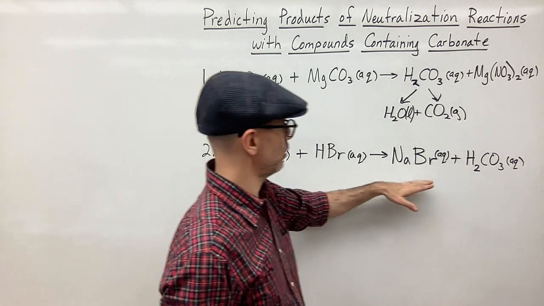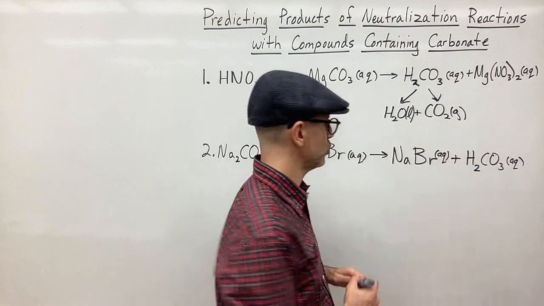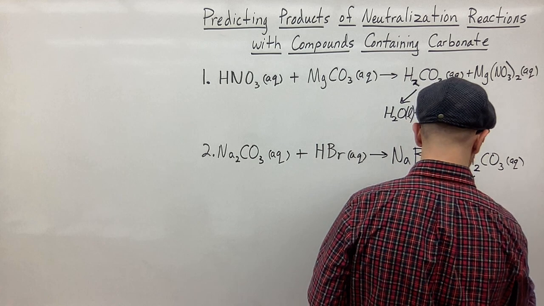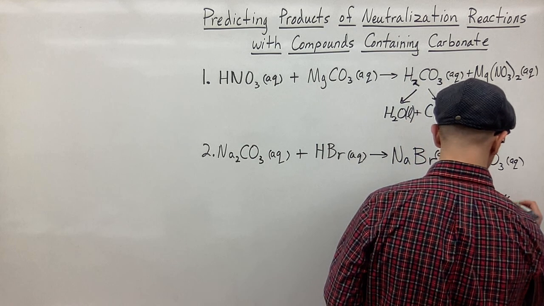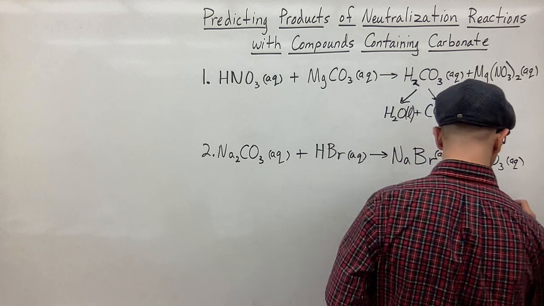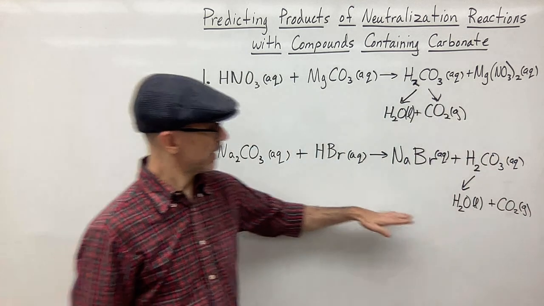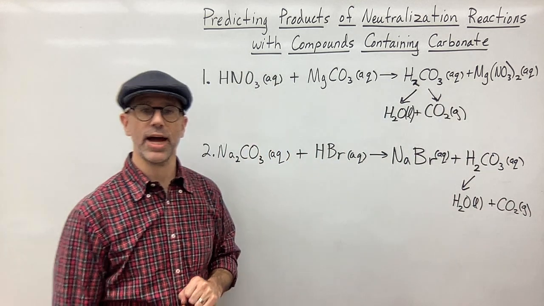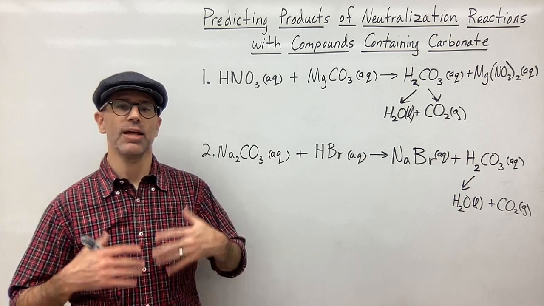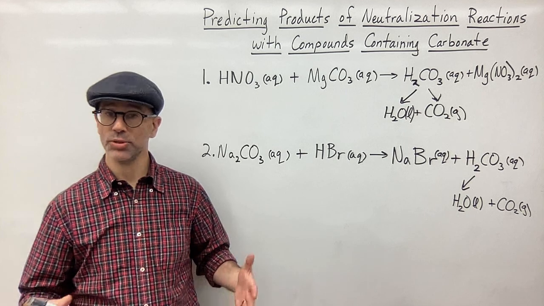Once again, we recognize that we have carbonic acid. Anytime you have this, it's going to break down into water and carbon dioxide. So we have H2O, liquid, plus CO2 gas. And so there are your products for this reaction. And that, ladies and gentlemen, is how you predict the products of neutralization reactions that involve compounds containing carbonate. So watch out for that. I hope this is helpful.